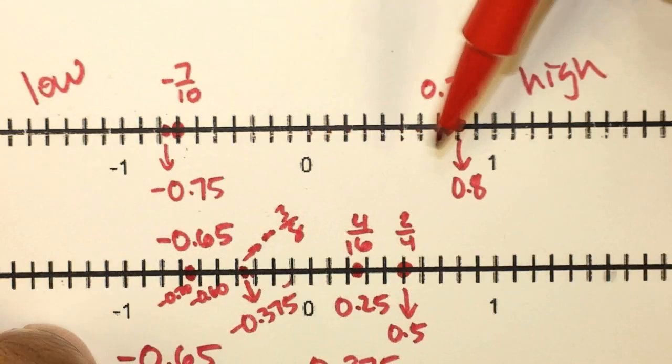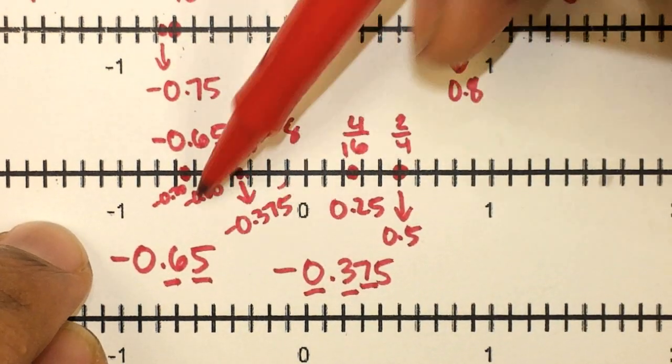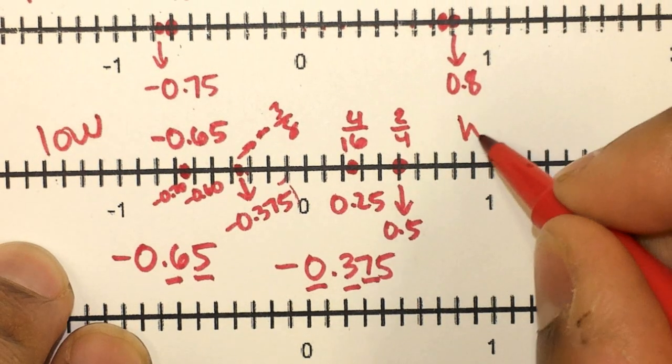Now again, if the first one was good for you, then you're on a good page. This one, the only one that might have been difficult was our thousand. Again, lowest is on the left, highest is on the right.